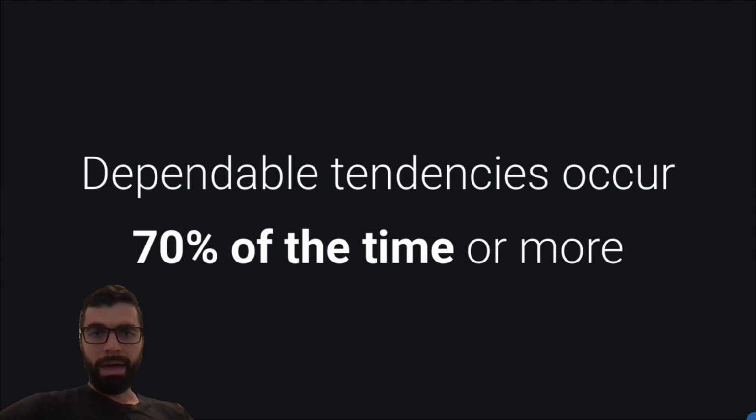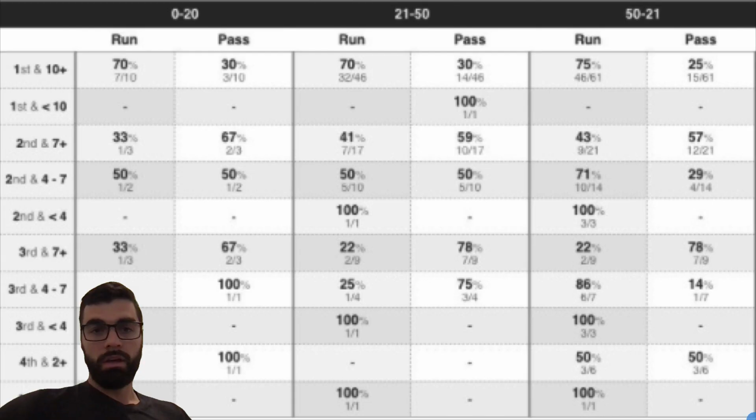Now, dependable tendencies occur 70% of the time or more. So if we go back to the first clip I showed you where the tackle was staring at his assignment, I want to look at the rest of the film to see, okay, is at least 70% of the time he's staring at his block? If he is, you can now make some bets around what type of block he's going to do.